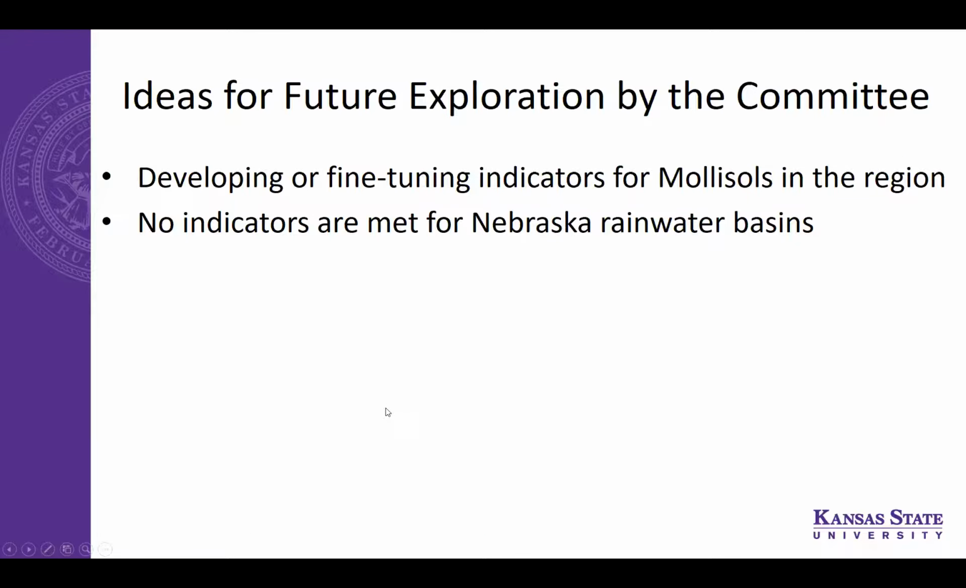As a committee, we also explored what topics need to be addressed within our region. There weren't a whole lot of ideas communicated during the meeting, but the two main ones were developing or fine-tuning indicators for mollisols in the region. It's notoriously difficult to find indicators when our soils are naturally so dark, so we might need some more work on that front. And also, there are no indicators meant for Nebraska and rainwater basins. These are two issues that should need further attention.